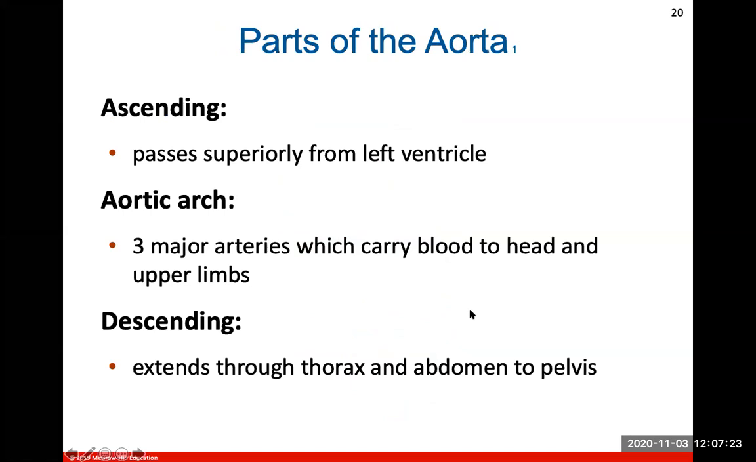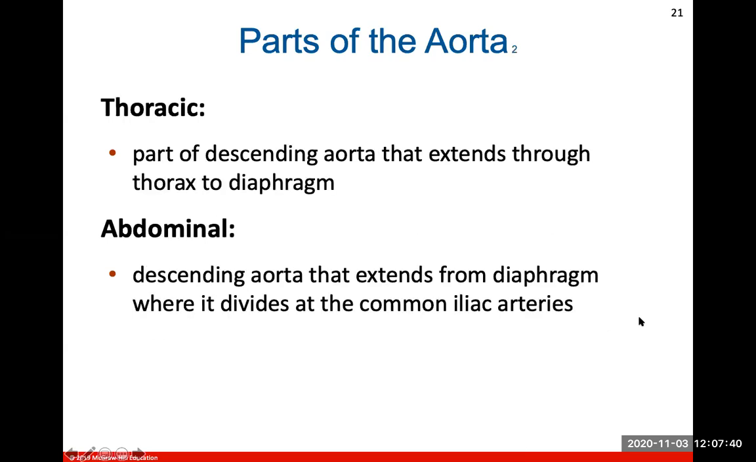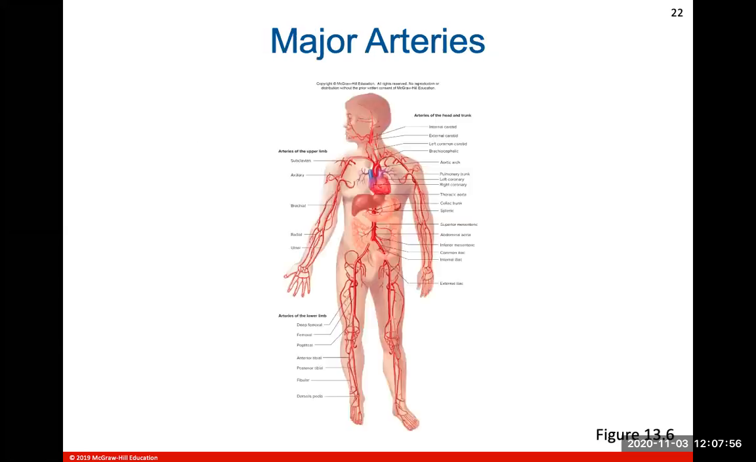Parts of the aorta: the ascending aorta is the part that passes superiorly from the left ventricle. The aortic arch gives off the three major arteries which carry blood to the head and upper limbs. And then the descending aorta extends through the thorax and the abdomen to the pelvis. The thoracic part of the descending aorta extends through the thorax to the diaphragm. And then the abdominal descending aorta extends from your diaphragm, where it eventually divides at the common iliac arteries to bring blood down to each leg.